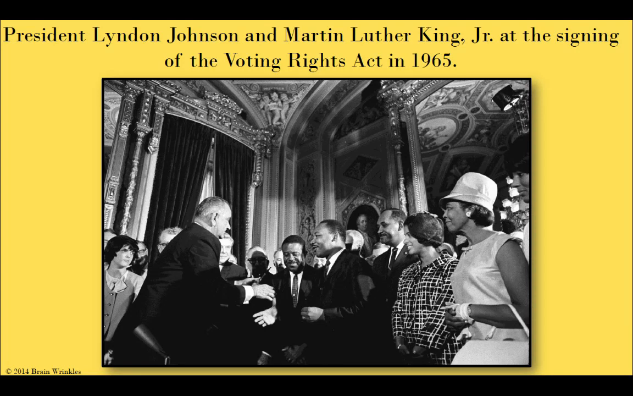This picture is President Lyndon Johnson and Martin Luther King Jr. at the signing of the Voting Rights Act in 1965. So at this point in 1965, JFK had already been shot and killed, and Lyndon B. Johnson is the one who takes his place because he was his vice president. So he takes over as president of the United States.